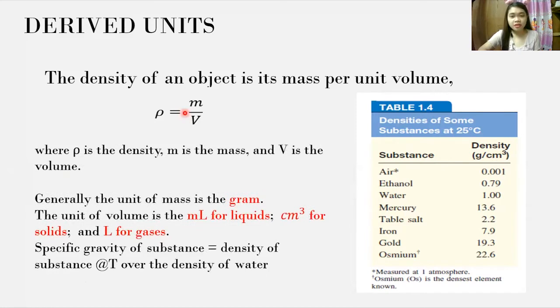Where rho is the symbol for density. Rho is the density, m is the mass, and V, the capital V, is the volume. Generally, the unit of mass is the gram, and the unit of the volume is the mL for liquids, cm cube or cubic centimeter for solids, and liters for gases. And then we also have the concept of specific gravity of a certain substance. This is equal to the density of the substance at a certain temperature over the density of water.